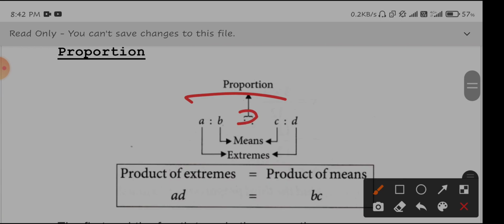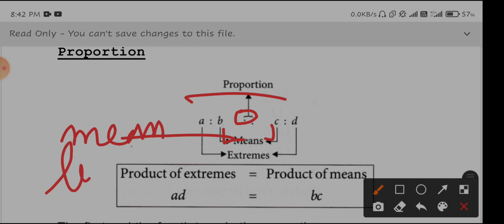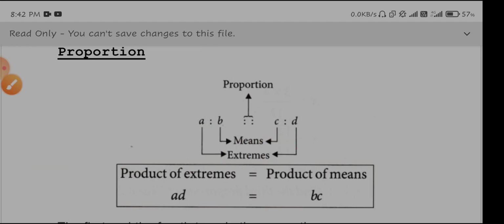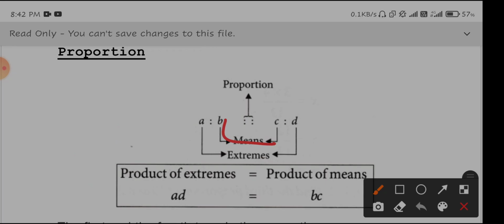Now what are the different terms in proportion? You can see it is a proportion. This B and C, these two terms are known as mean terms. The middle terms are known as mean terms, and the outside terms A and D, these are known as extreme terms. So you have to remember that the center two terms are known as means, and the outside A and D are known as extreme terms.